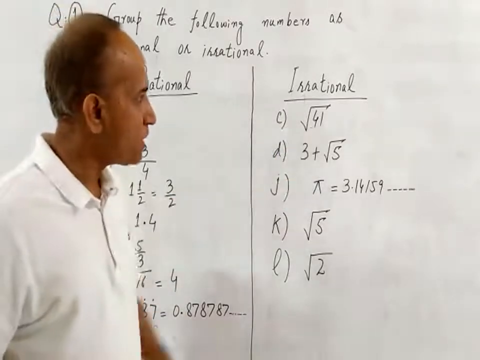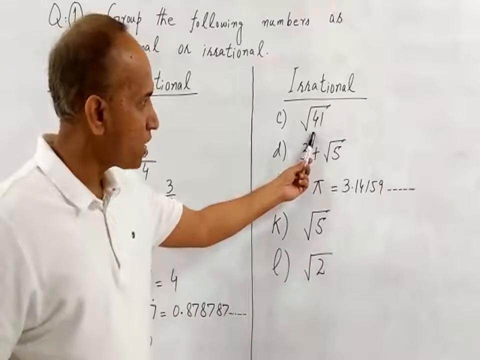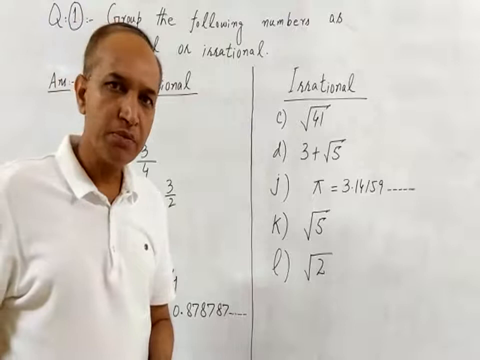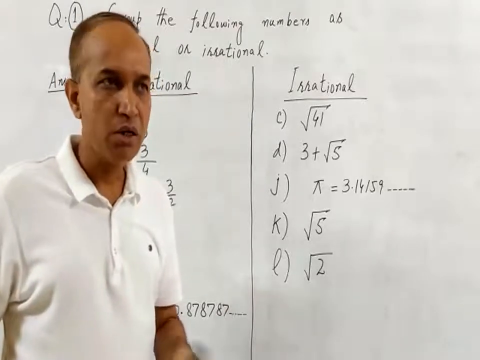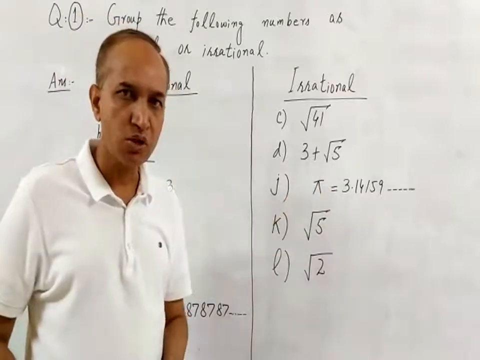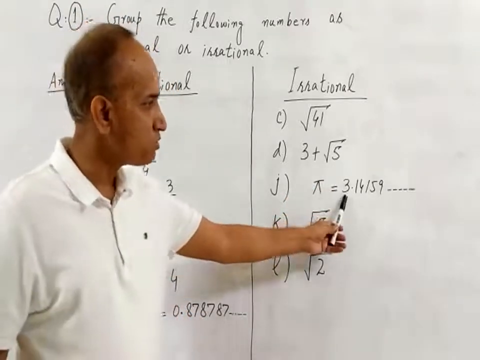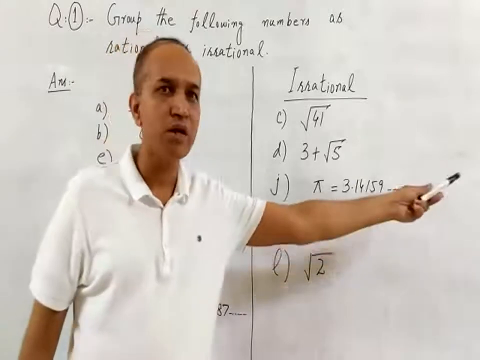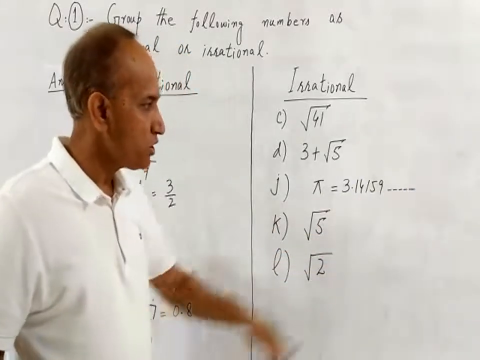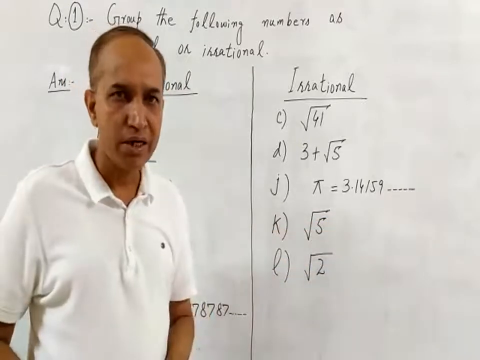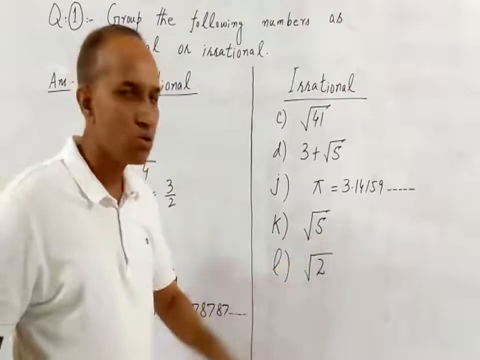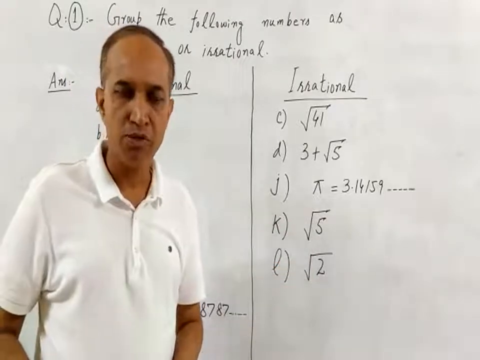The square root of 14 plus square root of 41 is an irrational number, because we know that all the numbers in square roots are irrational numbers. So 3 plus square root 5 is also an irrational number. Pi is equal to 3.14115 and so on. So we know that all the non-terminating and non-recurring decimals are irrational numbers. Square root 5 and square root 2 are definitely irrational numbers. Thank you.